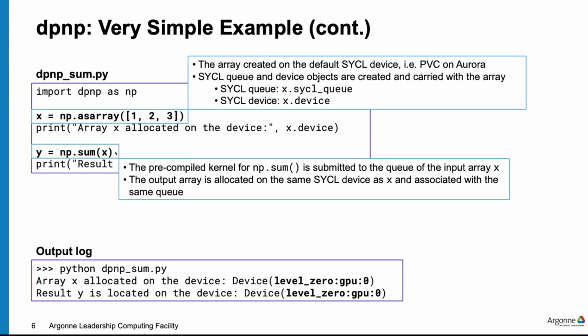And then finally, again, reiterating the compute follows data programming model, you'll see that we call np.sum on x, again, without having to specify a device. And this kernel or this function is actually submitted to the queue of the input array x. And then similarly, y is created on the same device as x and also is associated with the same SYCL queue as x. And again, we'll see the use of queues a bit later on. But in terms of the output, just to validate, you can see that both the input and output arrays are both on the same device, in this case, GPU 0.